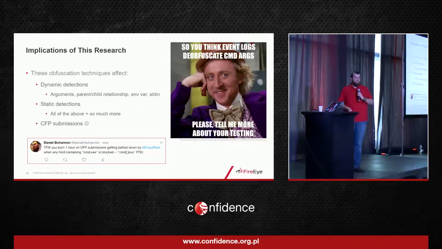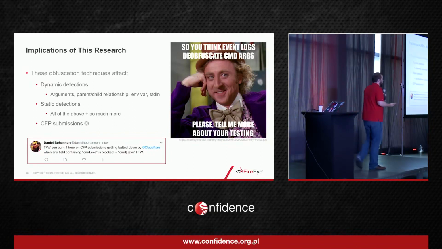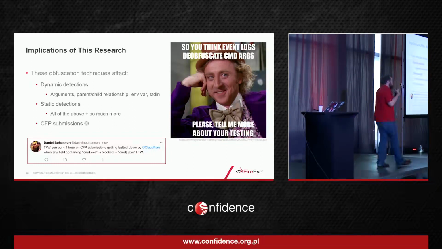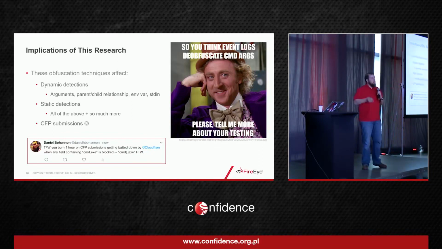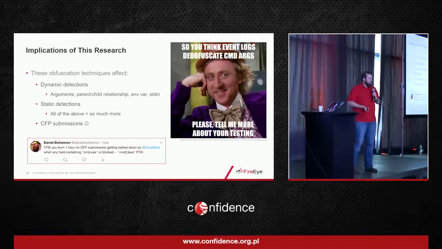So, implications of this research. These obfuscation techniques will for sure affect static detections. If you're writing detections looking for command.exe and arguments in run keys or 7045 EID for security or for service creation, it will definitely affect those things. If you're doing YARA rules for batch files and stuff like that, it will affect those things. For dynamic detections, certain of these techniques will definitely affect them.